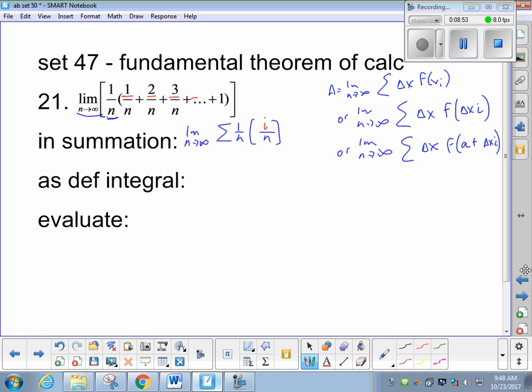1 over n, 2 over n, 3 over n. What does 1 over n start off? How many 1 over n's do I start with? 1. How many 1 over n's do I end with? n. So this would be the first 1 over n, the second 1 over n, the third 1 over n, through the nth 1 over n, which is 1. So it ends at n. Yeah?